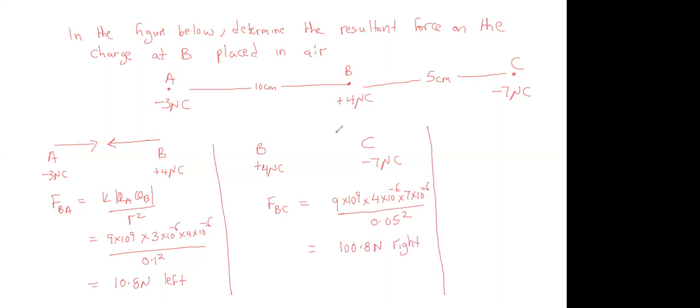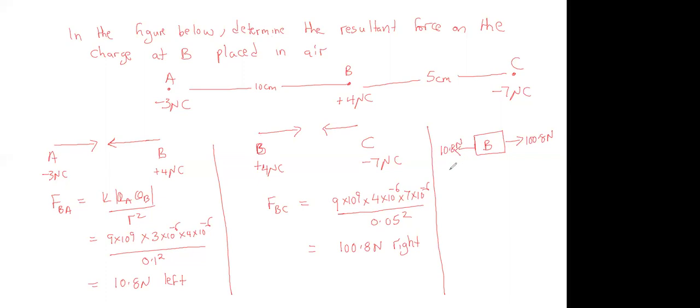So members, when you look, this is still an attractive force. This one will pull this side, this will pull that side. But since we are interested in the force at B, it is the right. So you have a diagram of this nature. You have force B. This is the 108.8 newtons pulling this side. You have another force this side, which is 10.8 newtons. So one is pulling right, another one pulling left.